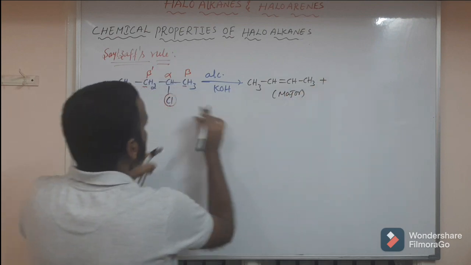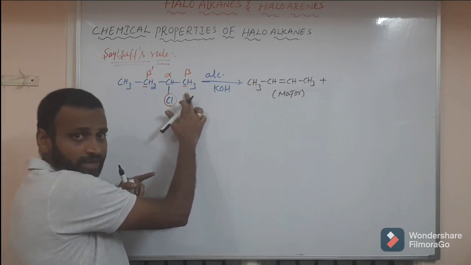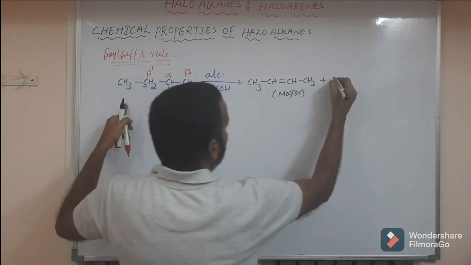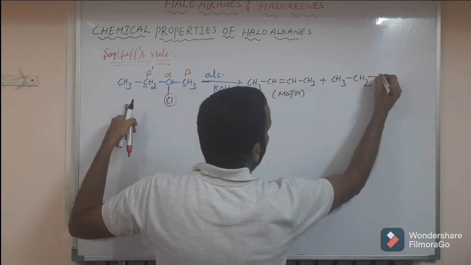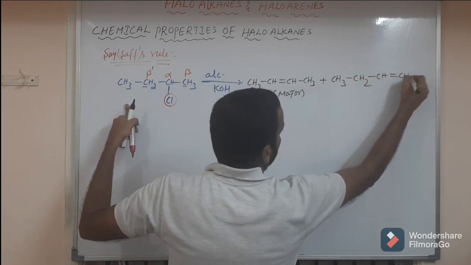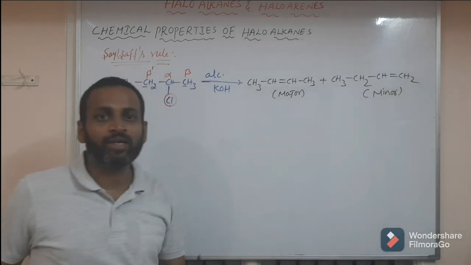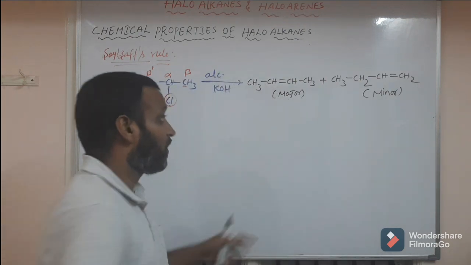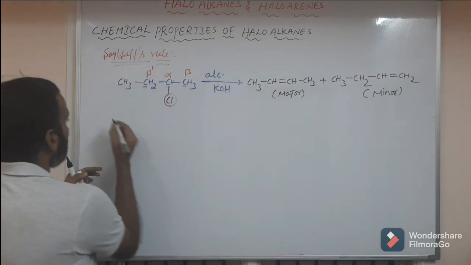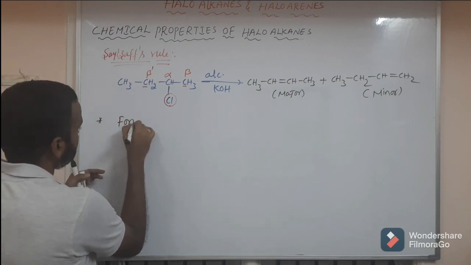And the minor product is, you can remove the beta hydrogen from this beta carbon. Then you have the product CH3 CH2 CH double bond CH2, and this is the minor product. Understood, everyone?